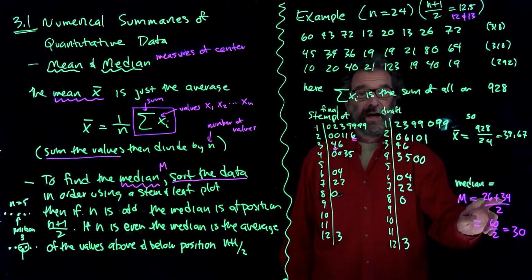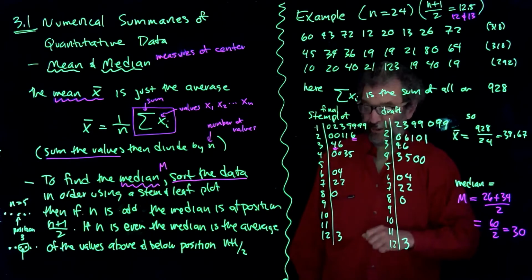If n had been odd, then n plus 1 over 2 would be a whole number, and we just pick the value at that position. So for 24, it's 60 over 2, which is 30. Okay, I think we did it.